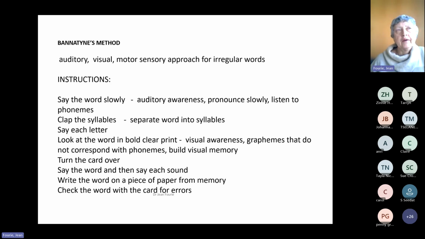flashcard. The word must be written down very boldly and very clearly, in a very clear font, printed out, so that the visual image of that word is very clear. We want the visual memory to be well established. The word knife starts with a K, so it must be very clear that that K is in the front.